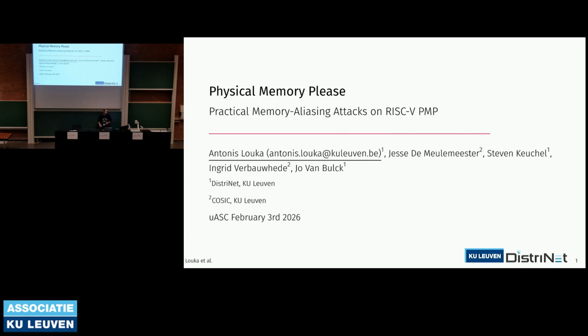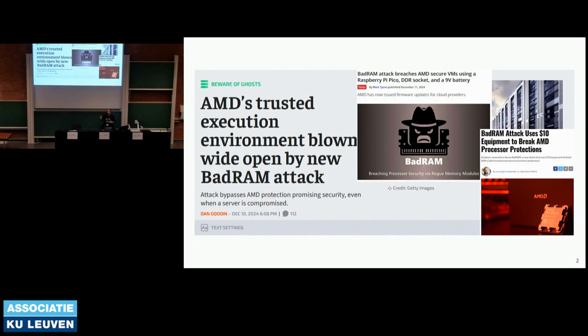All right. So this is a talk about physical memory aliasing attacks on RISC-V. Already today we've heard about BadRAM. When I joined, I didn't know about it. But it's a recent attack on AMD CPUs that breaks trusted execution environments, and it did not affect Intel CPUs, because they already had some mitigation in place.